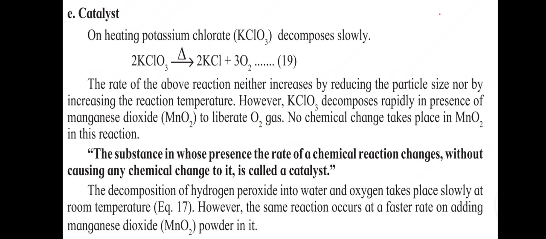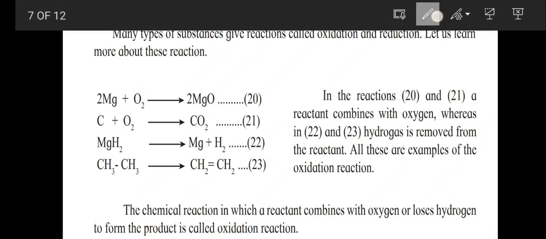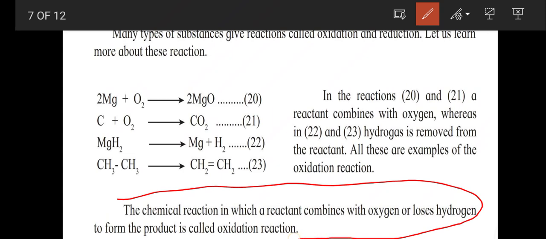Okay, so I hope you understood the 4 to 5 points on which the reactivity depends. Next one is oxidation and reduction. Here Mg reacts with O2 and gives 2MgO. So what is meant by oxidation? Oxidation is the chemical reaction in which the reactant combines with oxygen or loses hydrogen to form the product; it is called the oxidation reaction.